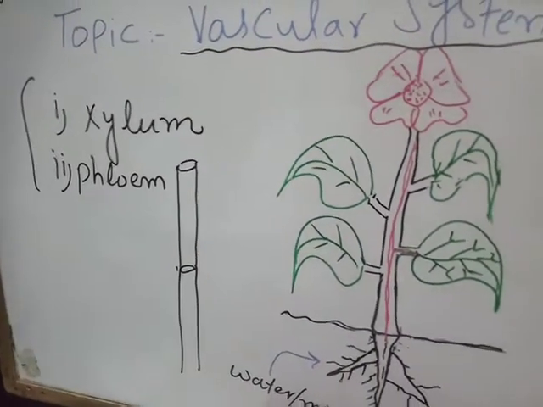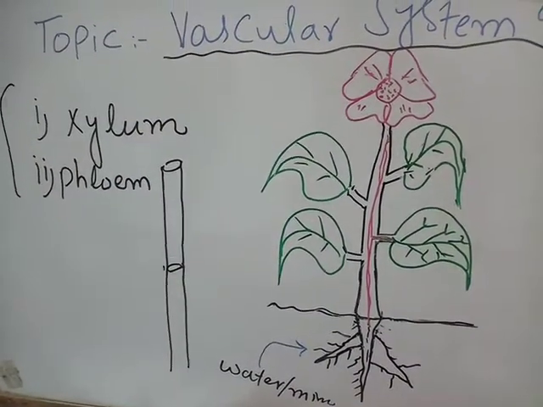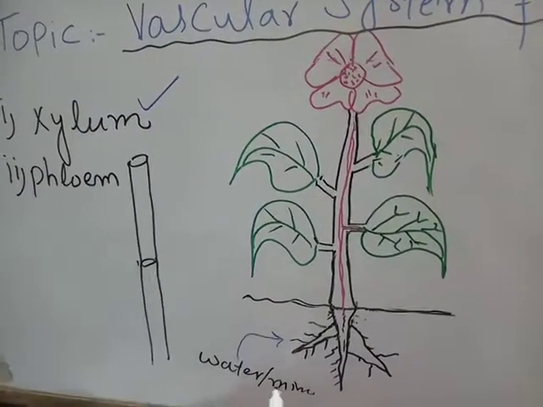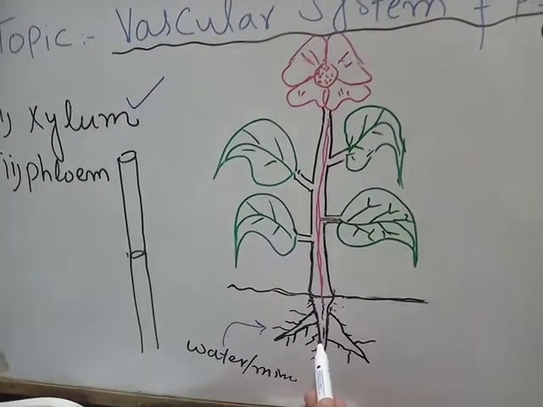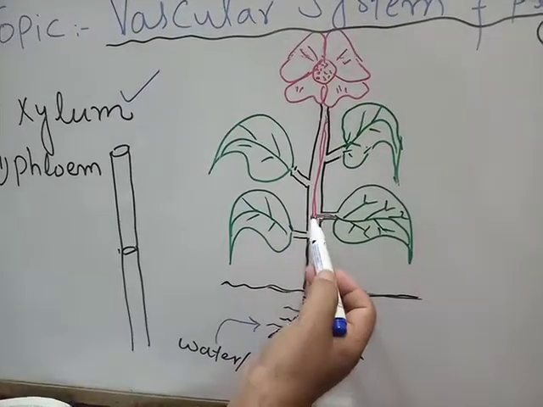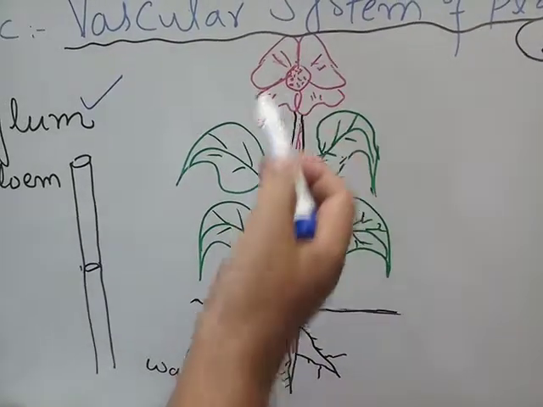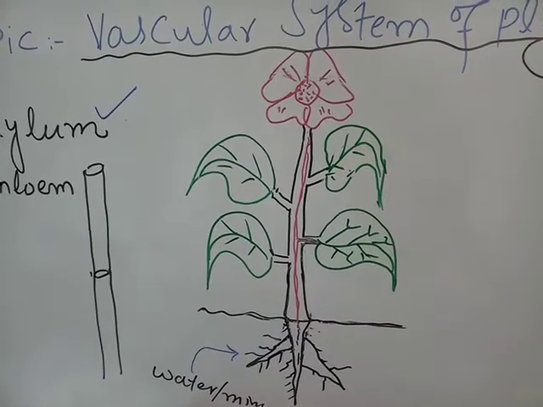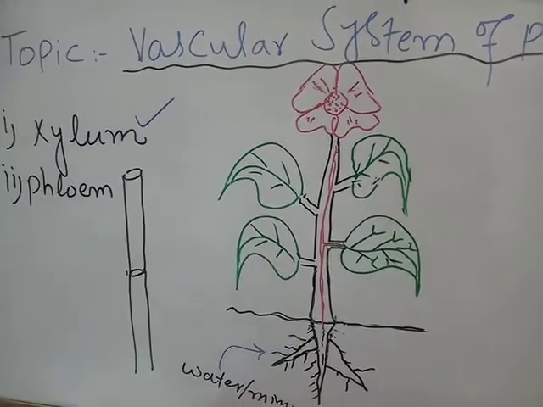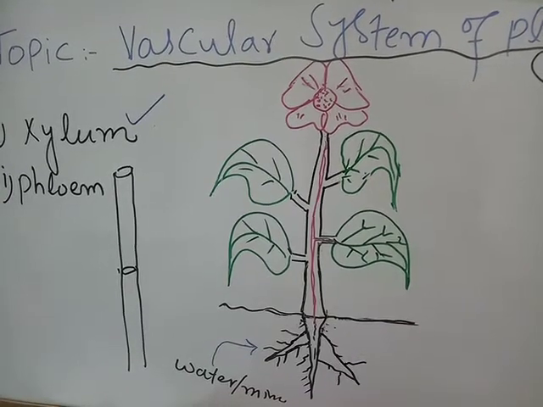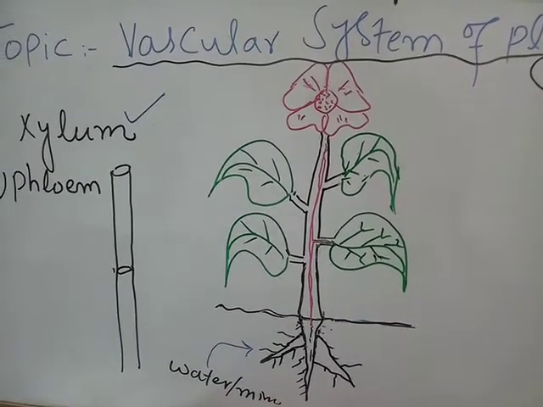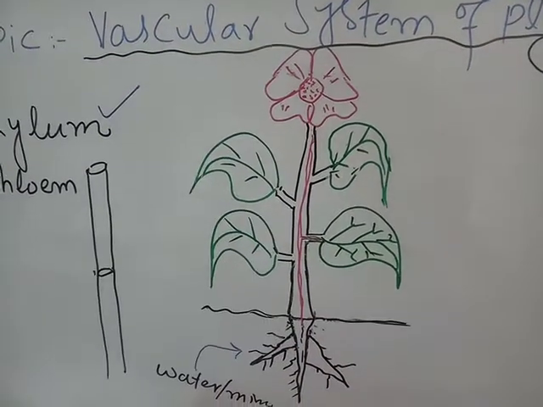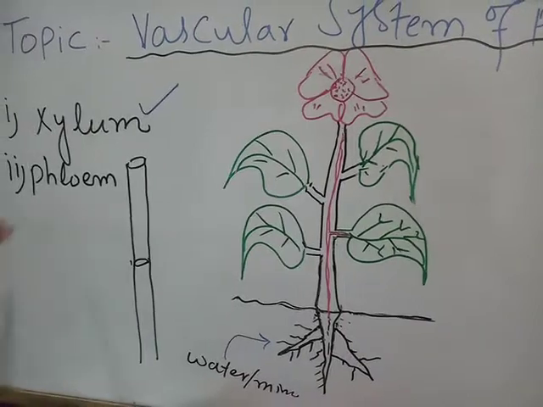Now let me discuss the xylem in detail. Remember that the main job of the xylem tissues is to pick up water and minerals from the roots and to transport them to the stem, leaves, branches, flowers, all parts of the plant. Minerals we also call dissolved salts. So the transport of these materials from the roots up to all parts of the plant is the duty of xylem tissues.